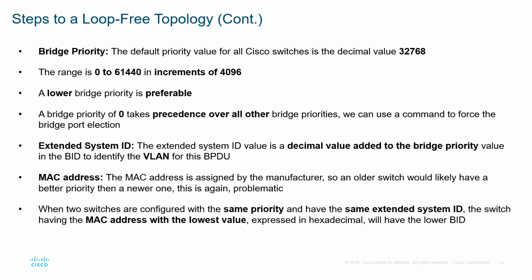Then you have the extended system ID. This is a decimal value added to the bridge priority, and it is the value that identifies the VLAN for this BPDU. The MAC address is assigned by the manufacturer, as you know, so an older switch would likely have a better priority than a newer switch. This again is problematic. Also, when 2 switches are configured with the same priority and have the same extended system ID, the switch having the MAC address with the lowest value expressed in hexadecimal will be considered the lower BID.